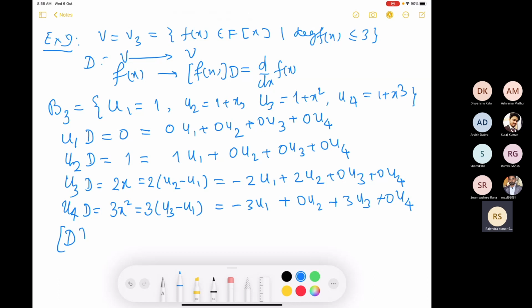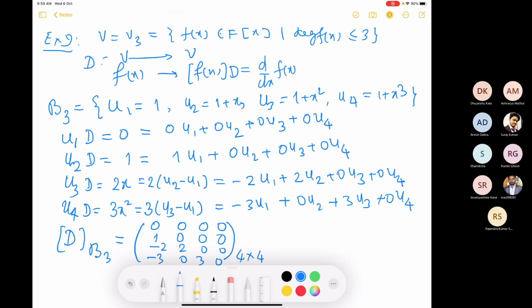So the matrix of D with respect to this basis B3 is the same as obtained from here, 4 by 4. The first row will come from the first equation, so all entries will be 0 0 0. The second is 1 0 0 0. Third will be minus 3 0 3 0. And the last comes from the fourth equation. So like that, we have got plenty of examples for linear transformations and their matrices.